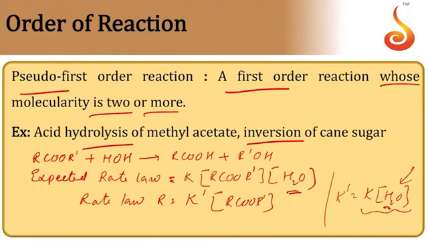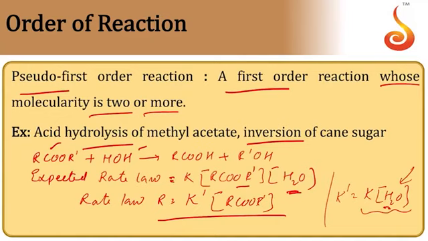Now this is said to be a pseudo first order reaction. Actually order appears to be 2 because of these two components that are involved in the reaction. Appears to be 2, but actually order is 1. Such type of reactions are said to be pseudo order reactions. So pseudo order reactions means reactions whose actual order is different from that expected from the rate law itself.